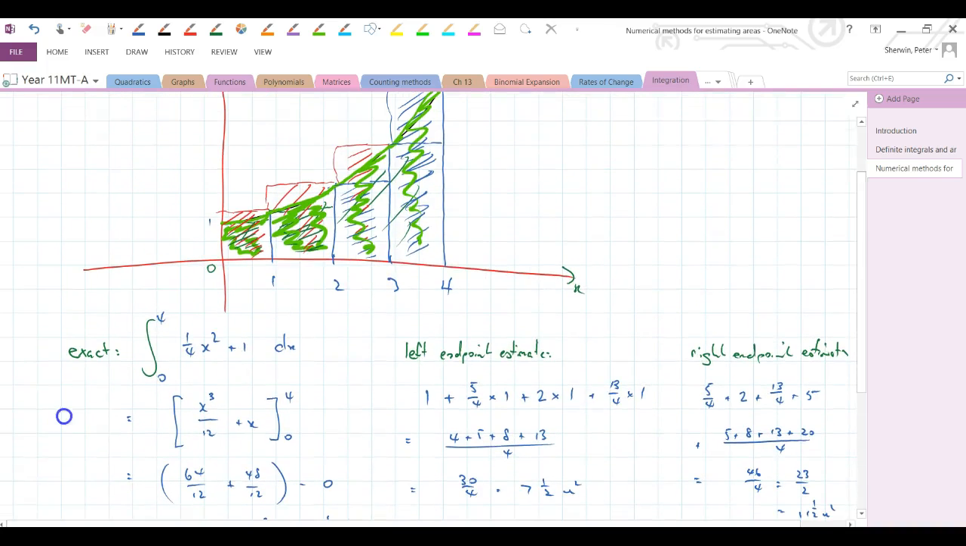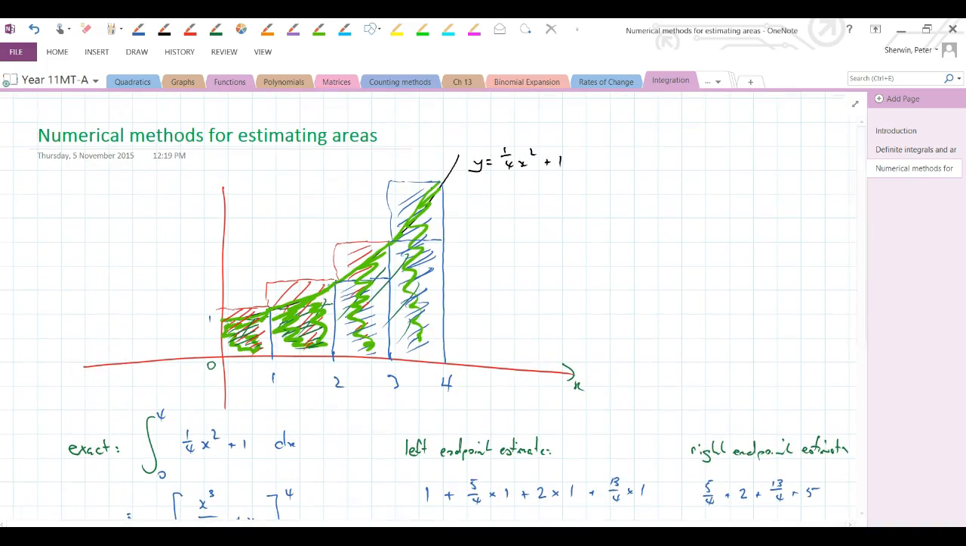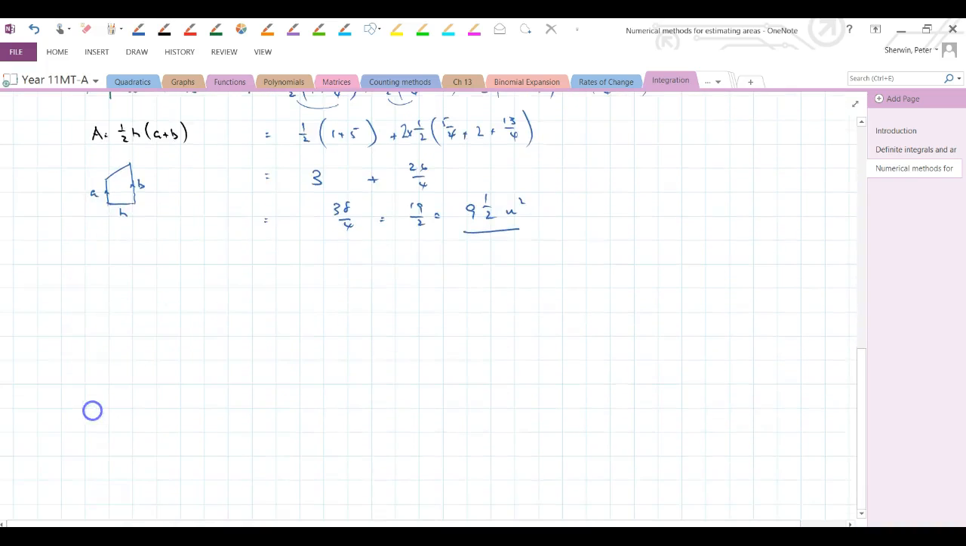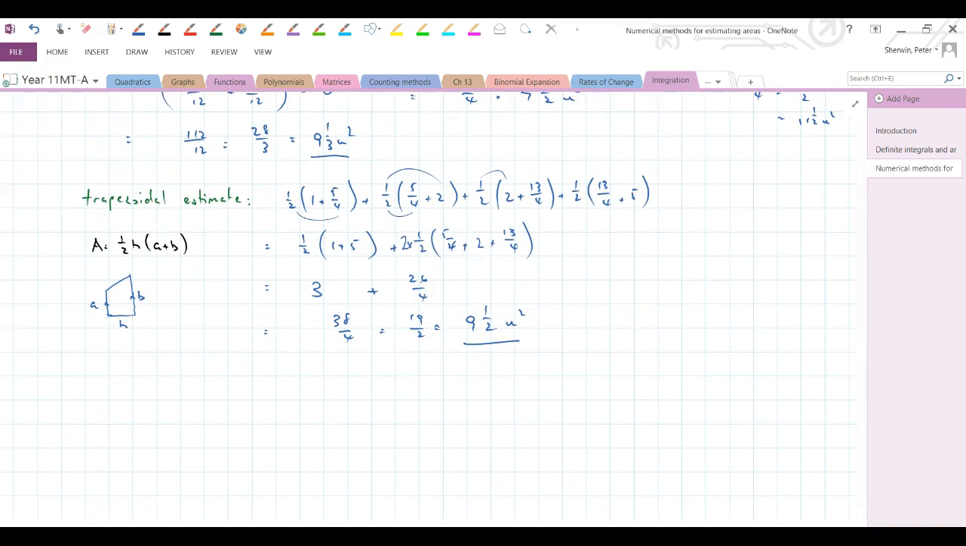So using rectangles for the left and right endpoints, and using trapeziums, our best estimate is with trapeziums. We need to be able to use all those estimating methods.